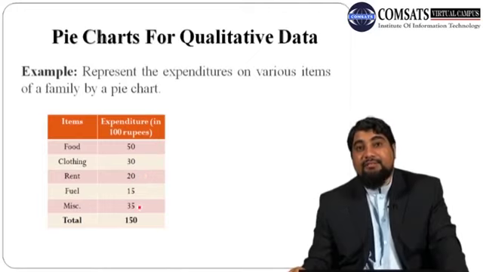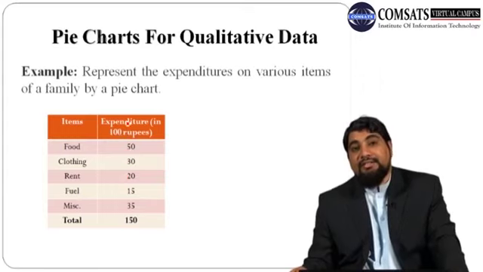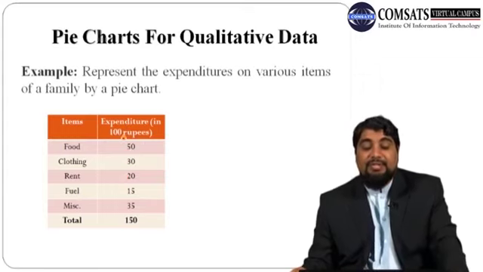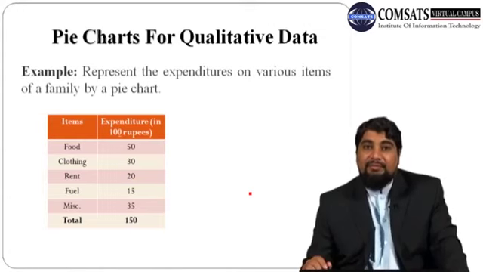and miscellaneous items 35. So this 50 means 50 times 100, so it means around 5,000, and this 30 means 3,000, because each of these expenditures is represented in 100 rupees. So 50 multiplied by 100 is 5,000, 30 multiplied by 100 is 3,000, and so on. So this is the data. We want to represent this data with the help of a pie chart.